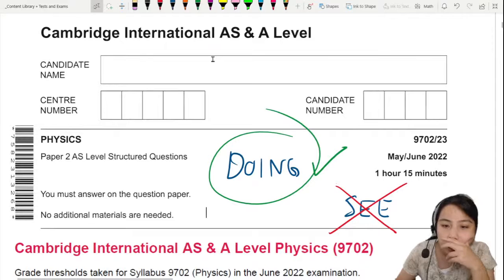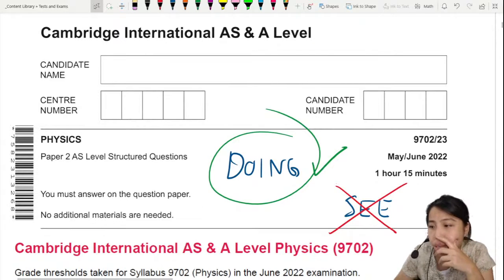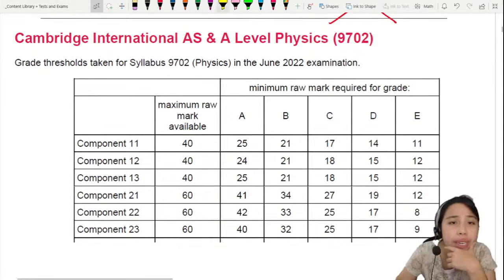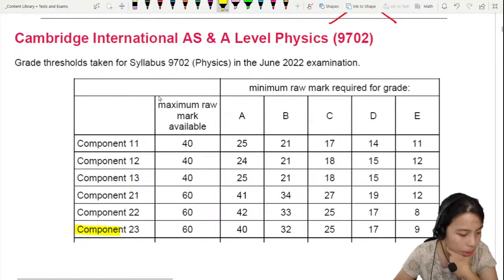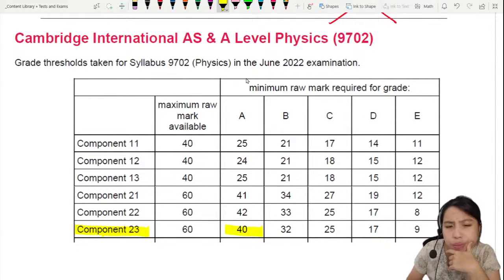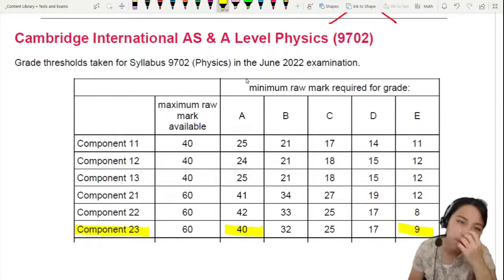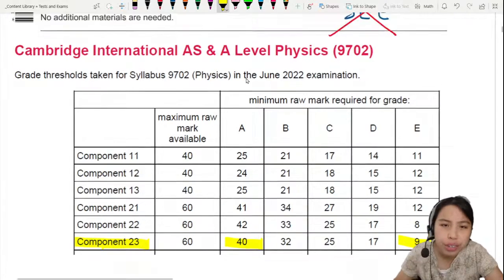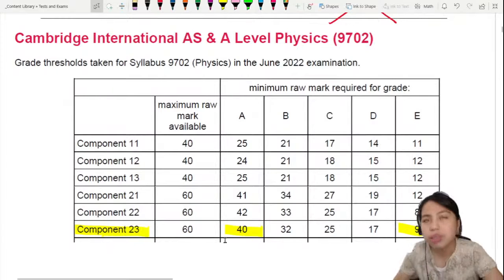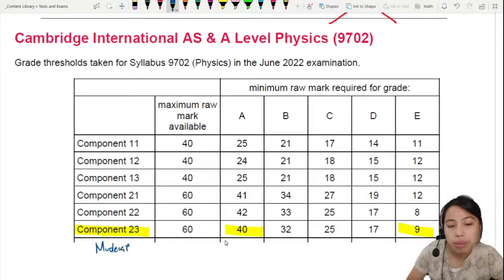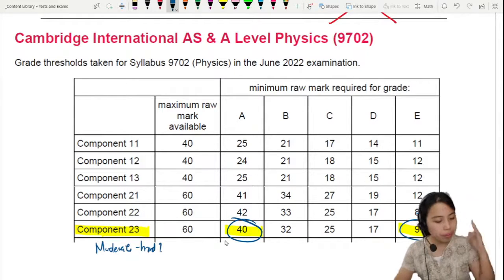Some people ask me, Miss, is this paper considered hard, average? I scanned through the recent grade threshold a bit and we are somewhere here. So 40 for an A, 9 for a pass. It's maybe on the moderate to easy side compared to some. Actually, wait, hang on. If the threshold is low, it is on the moderate hard side. So I will call this moderate hard because these numbers are considered lowish. So probably some tricks in there.